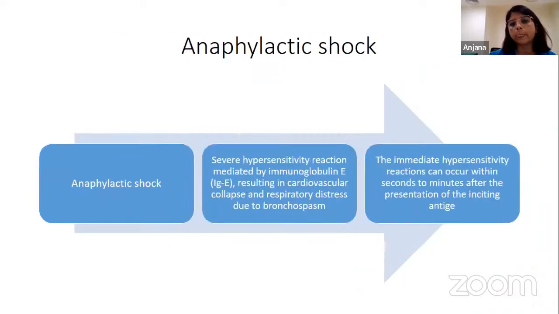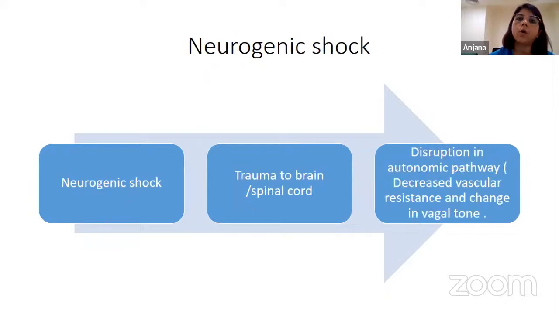So, infective and non-infective. Now, anaphylactic is mainly a hypersensitivity reaction to any antigen, resulting in cardiovascular collapse or respiratory distress. Neurogenic is any trauma to the brain or spinal cord, where there's a disruption of the autonomic pathway and your vagal tone goes down and the patient goes into shock. That's neurogenic shock.